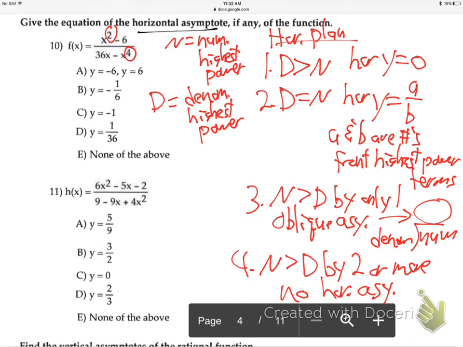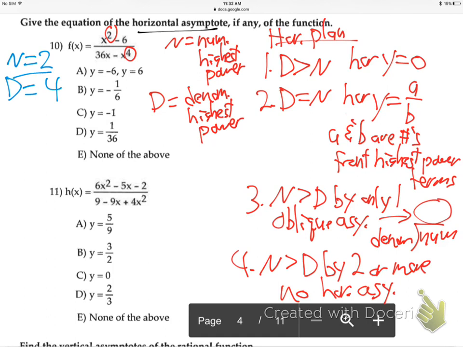So let's take a look at it. So looking at number 10, the numerator power is 2. The denominator highest power is 4. So we don't care like front or back or whatever. We just care wherever the highest is. So the highest power on the top, highest power on the bottom. On that, Cyrus? What does 3 say? What's that? What does 3 say again? 3 says if n is greater than d by only 1, it's an oblique asymptote. Denominator divides into numerator.